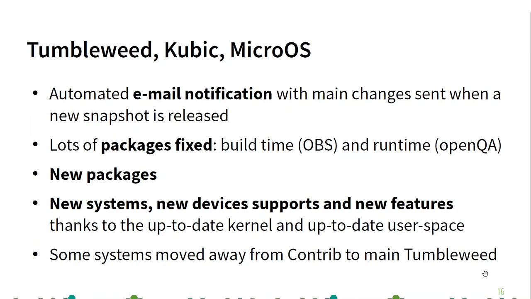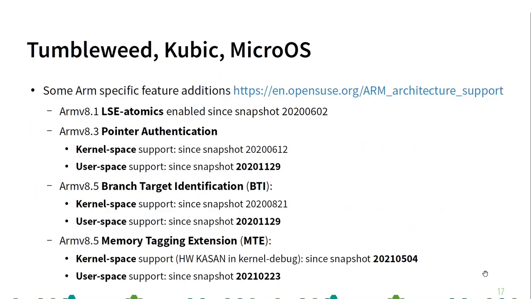Of course, lots of packages have been fixed, be it at build time in OBS or at runtime thanks to openQA. We always have new packages, new devices support, and new features thanks to the up-to-date kernel and up-to-date user space. Also, some systems move away from their own projects in OBS to the main Tumbleweed. We have some ARM-specific feature additions, so you can go to the wiki on the ARM architecture support to get the latest information.